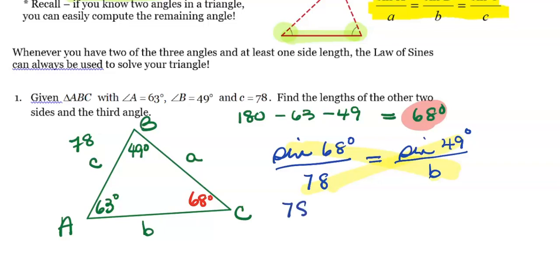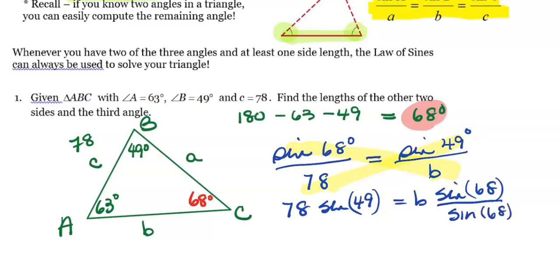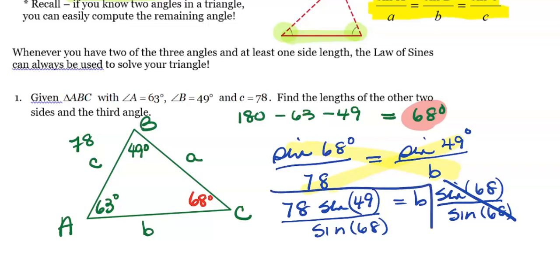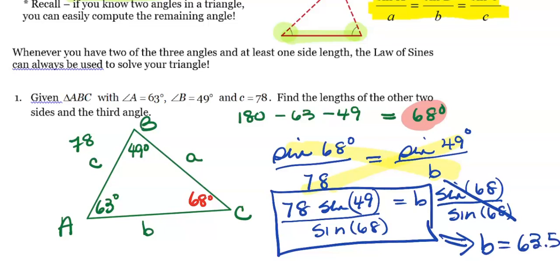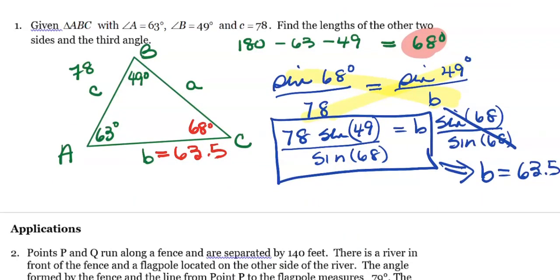Okay, so let's write it out. 78 times the sine of 49 equals b times the sine of 68. Your goal is to get b by itself because that's my missing side. This is a 1, so that cancels. In my graphing calculator goes this expression: 78 times the sine of 49 divided by the sine of 68. And that should lead you to saying that b equals 63.5. Let me write that in red so that you see that we have calculated that. Okay, so that's one missing side. I'm going to write smaller and let's do the other missing side.